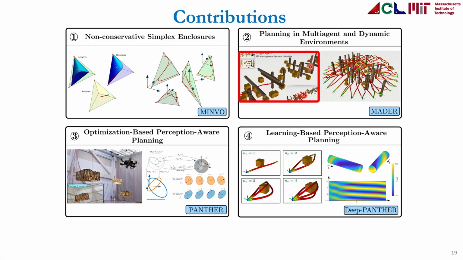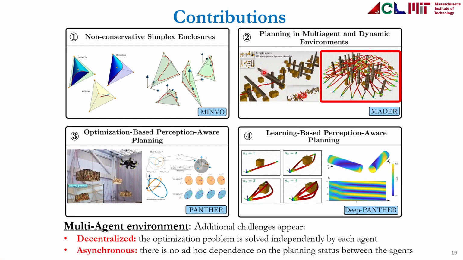Okay, so far we have talked about how to avoid dynamic obstacles. Now the question is what happens if there are other agents present in the environment. So there are two challenges that appear here, and both of them are related to the fact that we want this algorithm to be decentralized and asynchronous. By decentralized, I mean that the optimization problem is solved independently by every agent, and by asynchronous, I mean that we don't want to impose any ad hoc dependency between the replanning status of different agents.